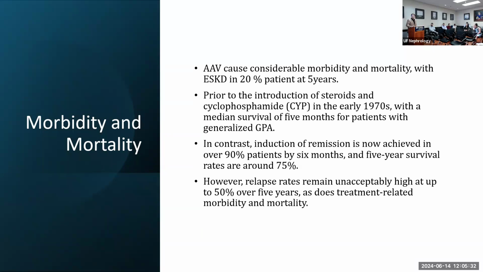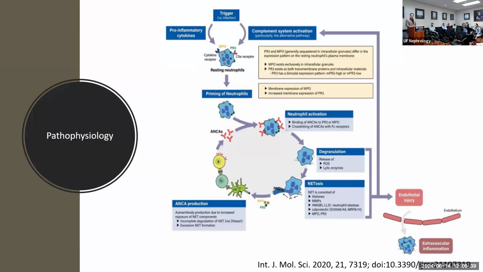And disease and treatment related morbidity is also very high. So we're going to talk about the pathophysiology of ANCA vasculitis. It all starts with the neutrophil. The neutrophil is triggered by pro-inflammatory cytokines like interleukin 1, 6, tumor necrosis factor, and interferon gamma. It can also be triggered by infection, and another trigger is the complement system, especially C5a, which is also known as anaphylatoxin, a very strong chemotactic factor.